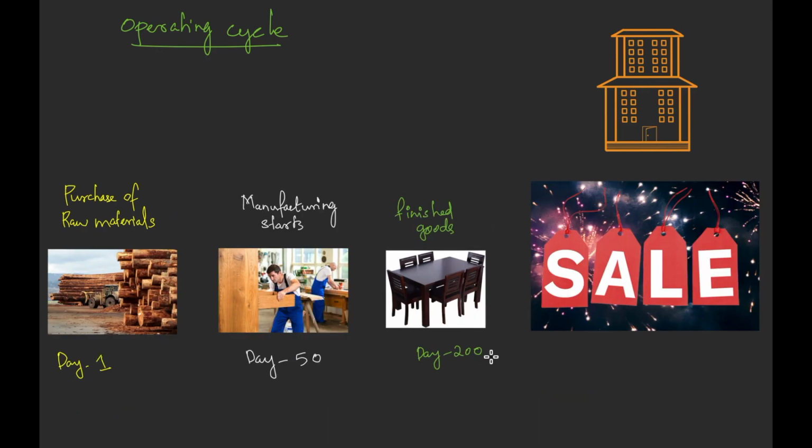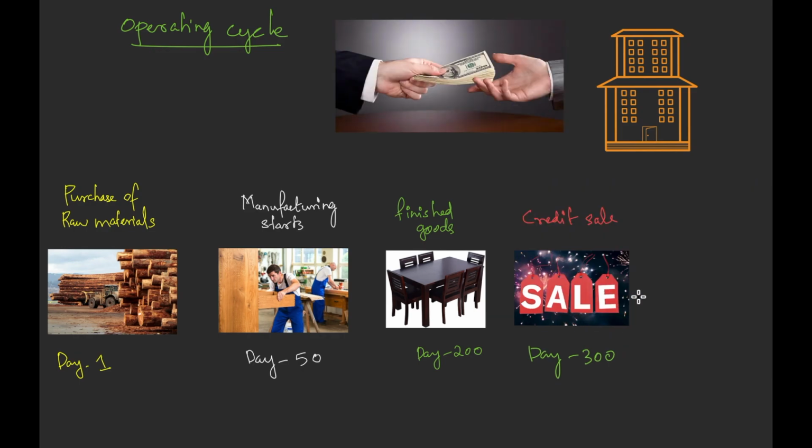For about 100 days, no one bought this furniture, and on day 300, some customer came and bought it. The sale happened on day 300, and this was a credit sale. After 100 days, our debtor made the payment, so on day 300 plus 100, that is day 400, our debtor made the payment.